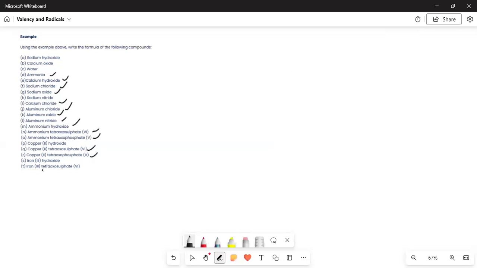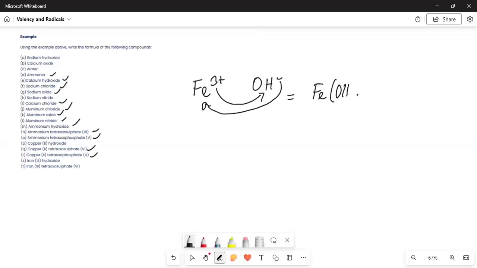The next one is iron 3 hydroxide. Iron 3, it is indicated already that the oxidation number there is 3. So iron 3, we write that as Fe3 plus. And hydroxide, the oxidation number is minus 1. When there is a reaction between the two, they exchange their valency. Hydroxide picks 3 from iron, and iron picks 1 from hydroxide. So the formula becomes Fe. Now this 3 that is coming from iron affects the whole of this hydroxide group. So we are going to enclose the hydroxide group in parentheses.